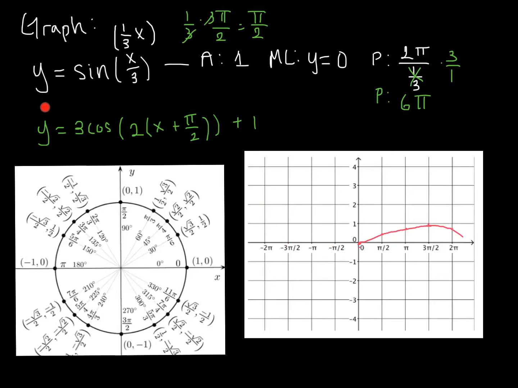Lastly, I'll just talk about this one briefly. Amplitude of 3. The b value is 2 here, so my period is just pi. My phase shift is negative pi over 2, which means that I'm shifting or translating pi over 2 units to the left, and the midline is 1. So a little more work to do here, but good practice since we're moving on.